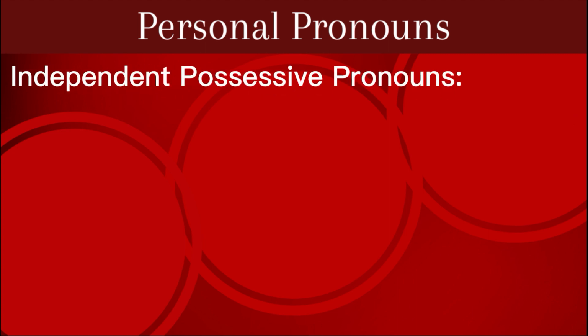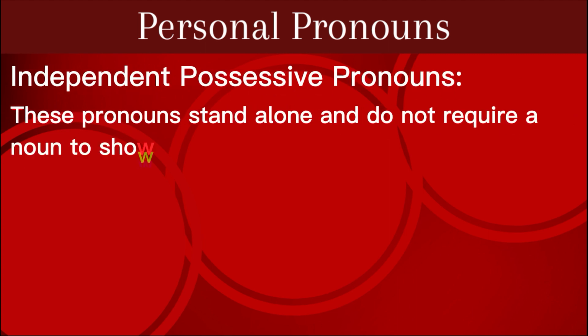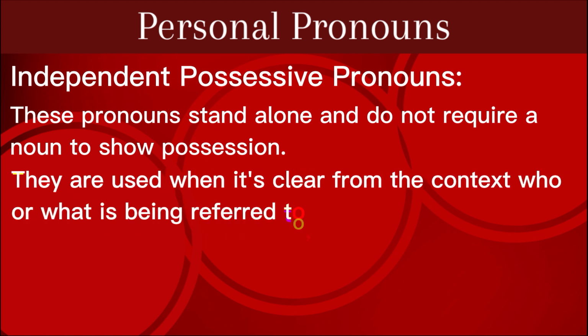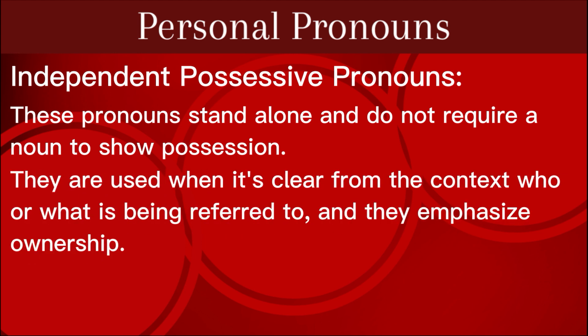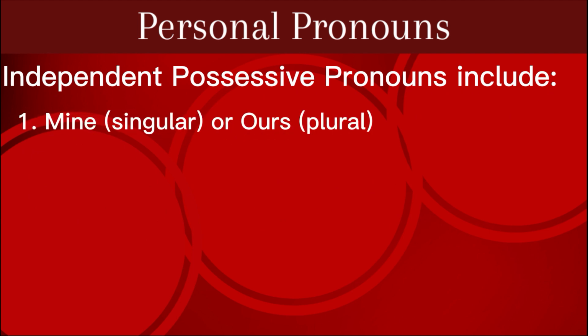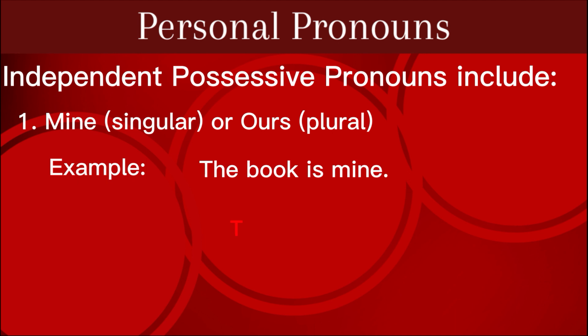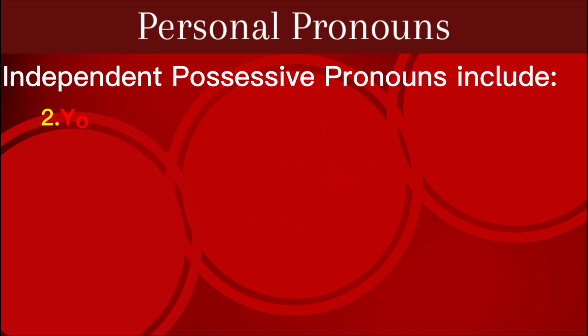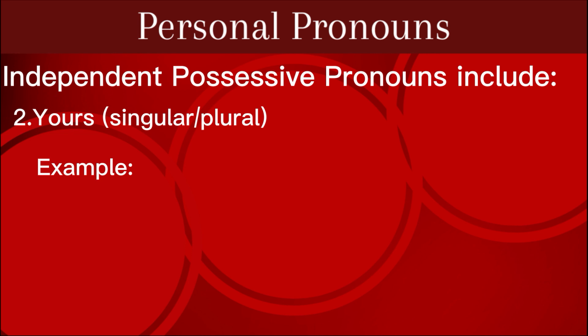Independent possessive pronouns. These pronouns stand alone, and do not require a noun to show possession. They are used when it's clear from the context who or what is being referred to, and they emphasize ownership. Independent possessive pronouns include mine, singular, or ours, plural. Example: the book is mine. The car is ours. Yours, singular, plural. Example: the pen is yours.